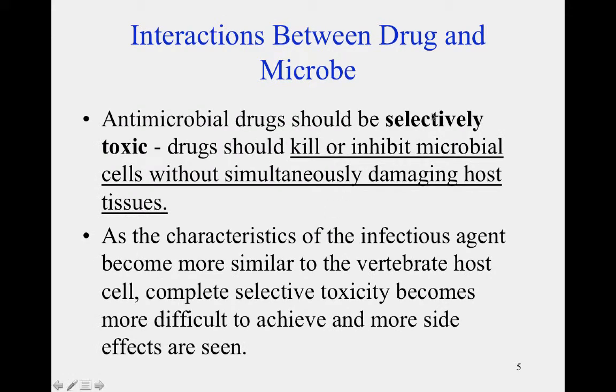Now remember, most important characteristic here of any antimicrobial, selective toxicity. It should target the pathogen without damaging the host cells. Now, as the characteristics of the pathogen become more similar to the host, so for example, a fungal infection in a human being, fungal infections are more difficult to treat and to attain this selective toxicity, especially if it's a systemic, say a lung infection, it's more difficult to cure, and because of this, usually more toxic side effects are seen.